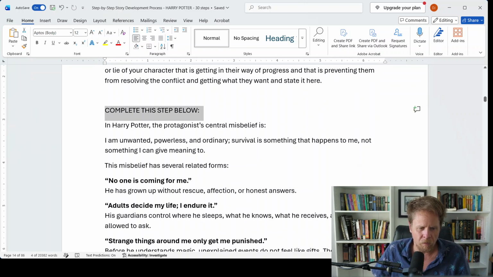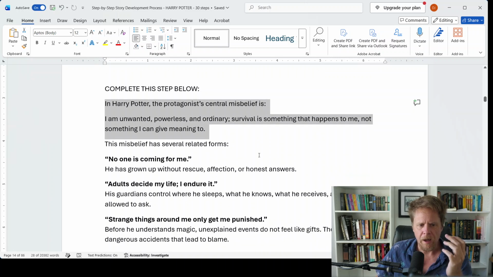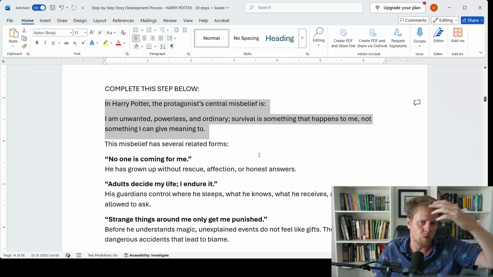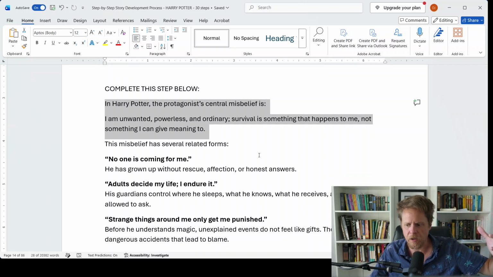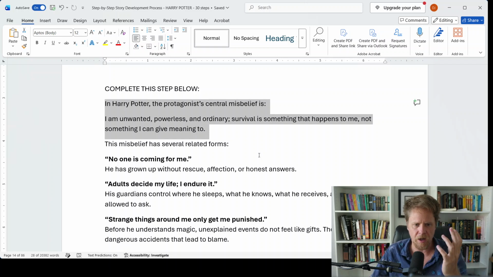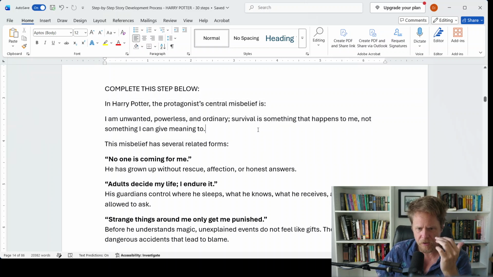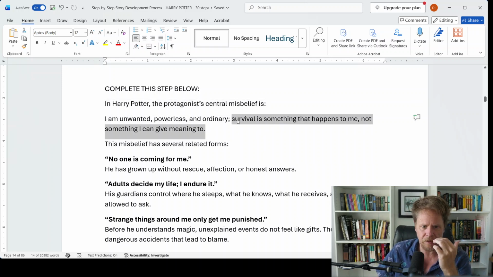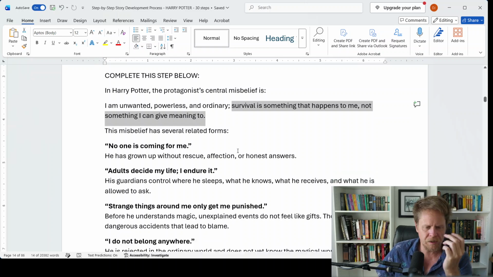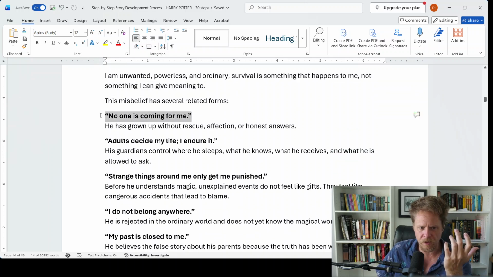So let's talk about Harry Potter, okay? Because most people have read that book. So in Harry Potter, the protagonist's central misbelief is, I am unwanted, powerless, and ordinary, right? He's humble to the point of almost comic relief, right? He's such a humble person, but his humility comes from the fact that he doesn't believe in himself at the beginning of the book, right? Survival is something that happens to me, not something I can give meaning to. And this takes several forms throughout the book and series, right?